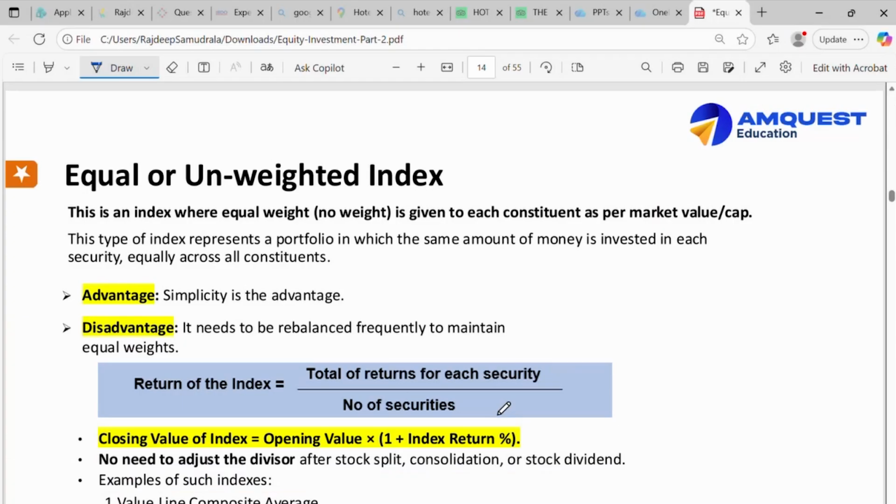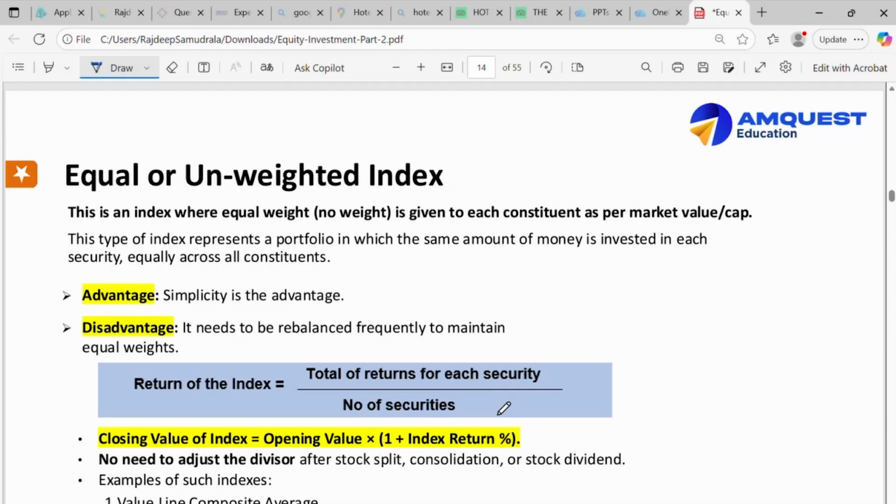The second type of index is called as equal index or unweighted, where you're saying, boss, let's do one thing, give same weight to everyone. Don't look at price or other factors, just make sure everyone has an equal weighting or rating on the portfolio. Obviously, it's far too simple. So simplicity is the biggest advantage, but just way too simple, and therefore it's not helpful.